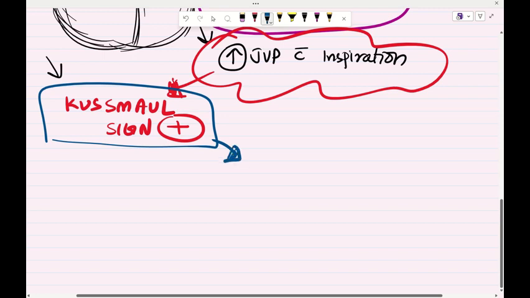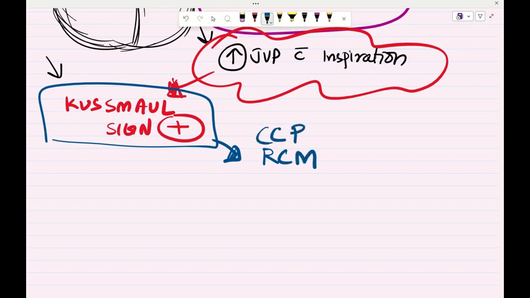You should also know you get Kussmaul sign positive in restrictive cardiomyopathy. So CCP is very important. Restrictive cardiomyopathy both are very important. The thing that they can ask you is that do you get Kussmaul sign in cardiac tamponade? So cardiac tamponade is also a differential diagnosis. No, you don't get Kussmaul sign in cardiac tamponade.